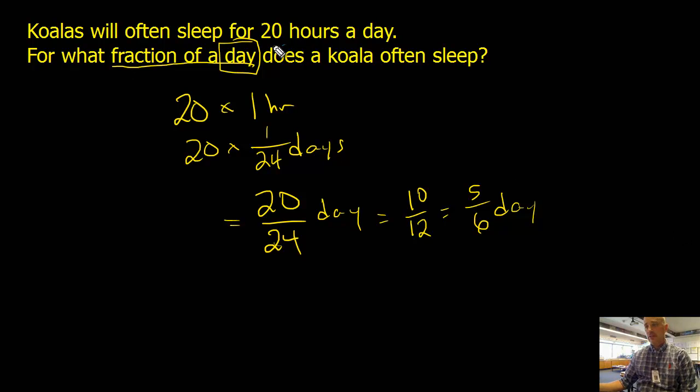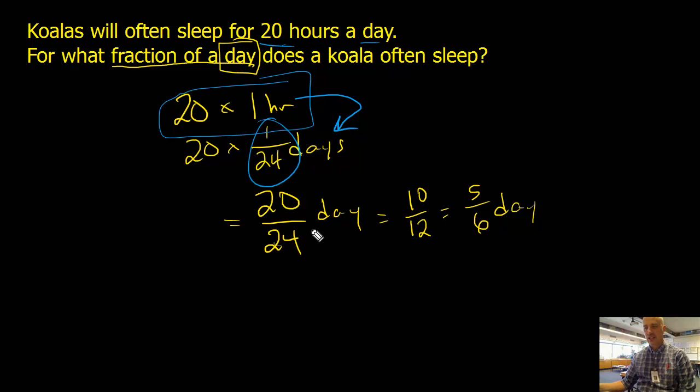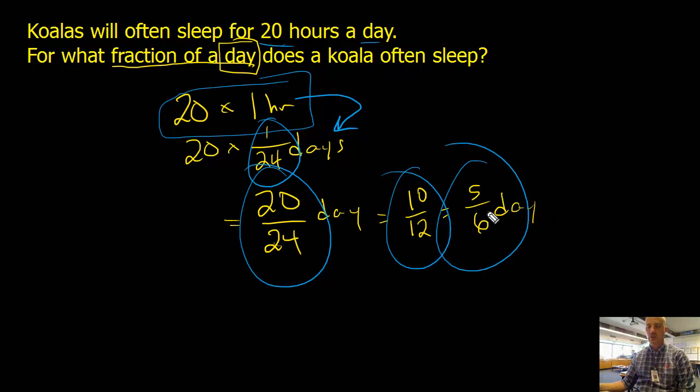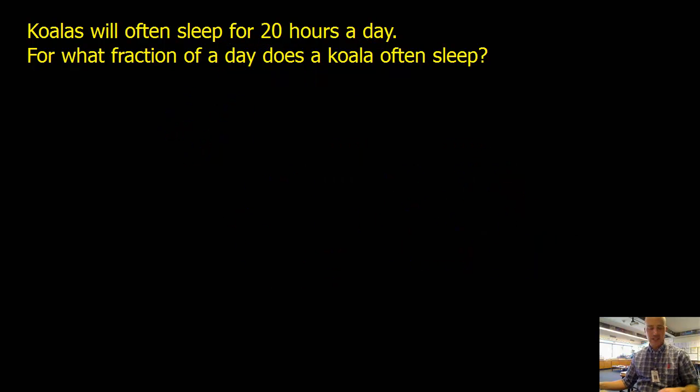To recap, our question was talking about 20 hours in 1 day. So I had 20 times 1 hour. And I converted hours into days by saying 1 hour was the same as 1/24 of a day. I multiplied 20 times that. I got 20/24 of a day, which I reduced to 10/12, or a simplified version, which was 5/6 of a day. Cool.